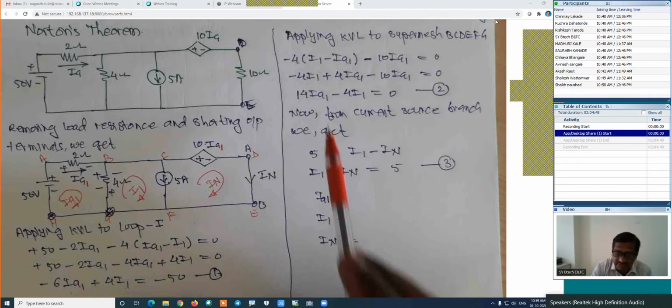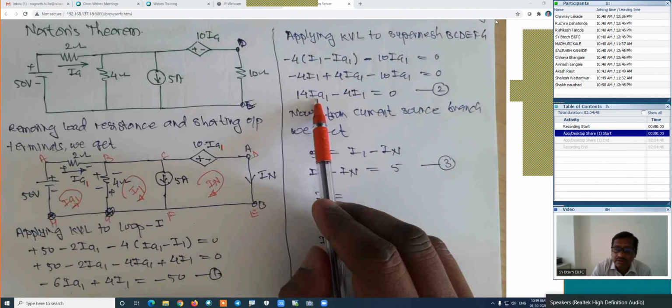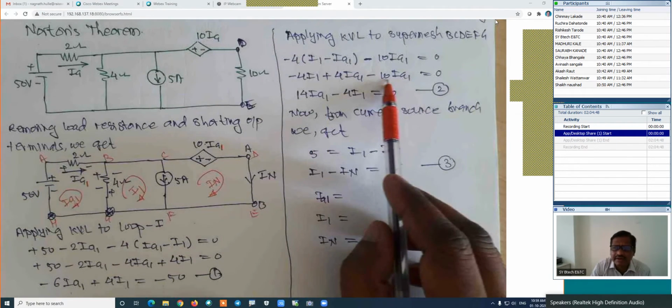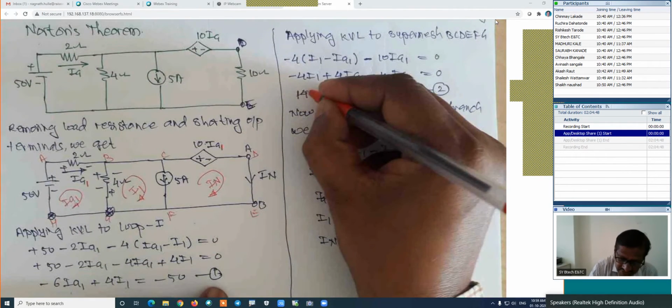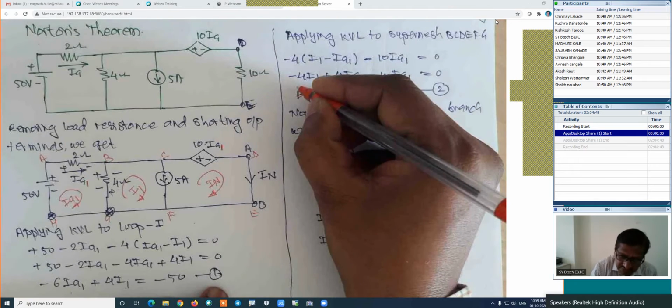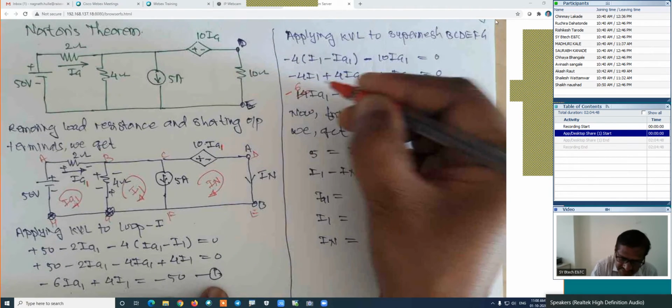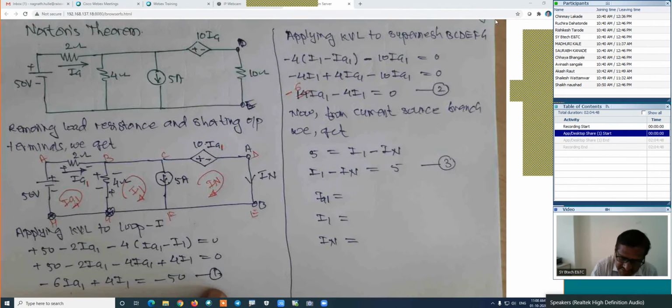Equation 2, sir, this one? Yes sir, it should be minus 6 IA1. Minus 6 IA1. It is 10 IA1 and this is plus 4 IA1. Okay. Then this value should be minus 6 IA1. Fine. It is minus 6 IA1 minus 4 I1, which is equal to 0. Now it is correct? Yes, sir.